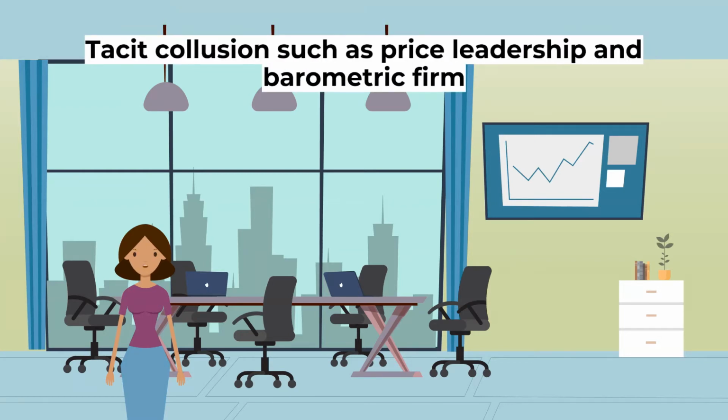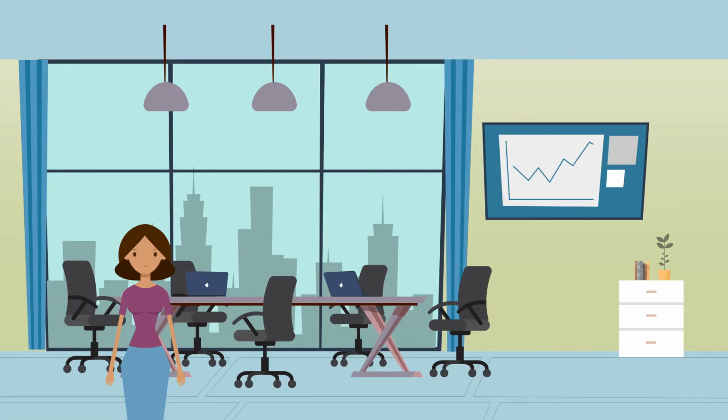Since collusion is illegal, firms may be involved in tacit collusion such as price leadership and barometric firm. Price leadership is where one firm has advantages due to its size or costs and becomes the dominant firm. Other firms will tend to follow this firm because they would be fearful of taking on the firm in any form of a price war. As a result, the dominant firm will decide the price and allow the other firms to supply as much as they wish at this price.